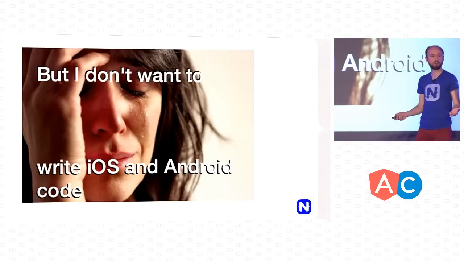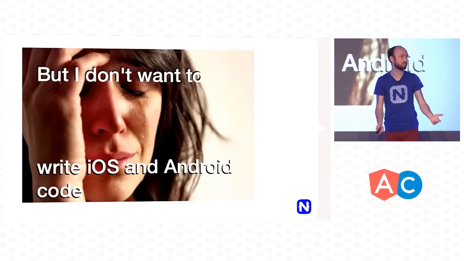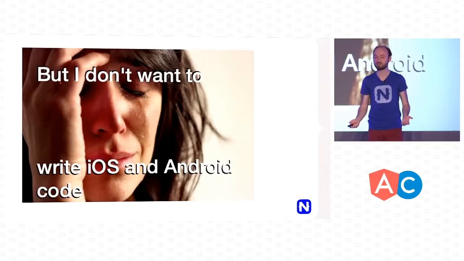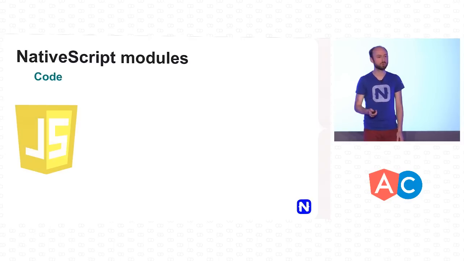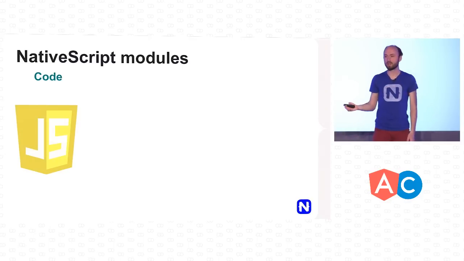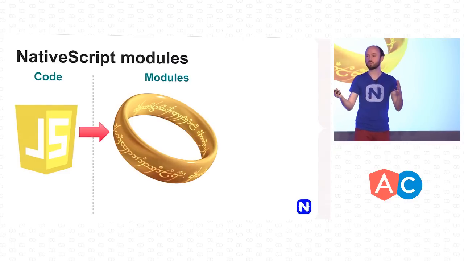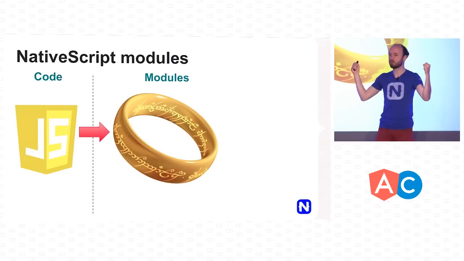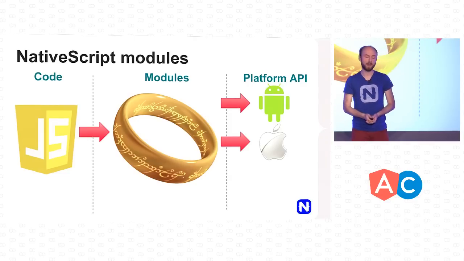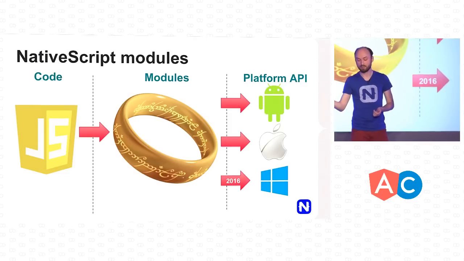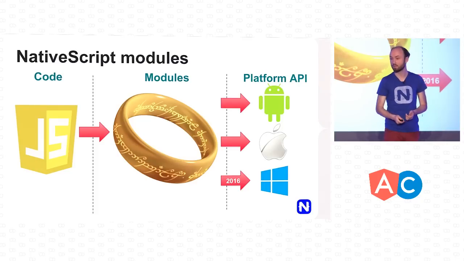Obviously, you don't want to be writing iOS or Android-specific code because that would be just pointless, right? And that's why we have this thing called NativeScript Modules. And the thing is really cool because you just call require on any module you want to use. You do it from your JavaScript code. Then the modules are like the one thing for all, and basically translate it into either Android code or iOS code, or in 2016, Windows Phone as well.